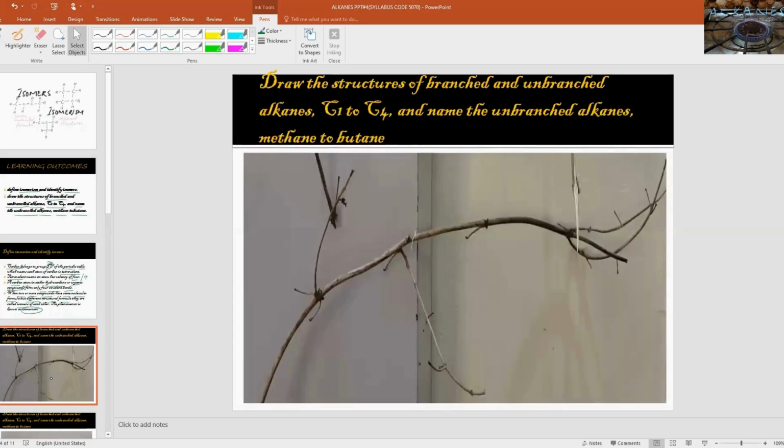Now let's talk about isomerism. In order to understand the concept of isomerism, consider this branch of a Sepidilla tree. You can see further branching of this branch. These are the further branching. These will be circled in green.